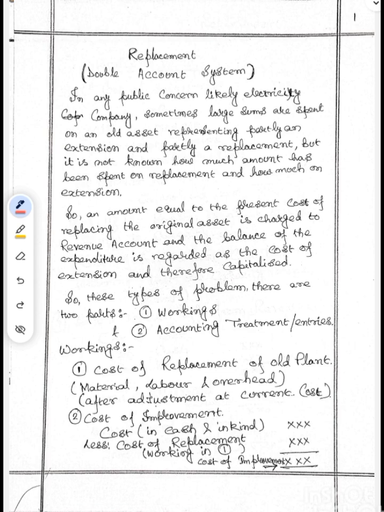It is a chapter on accountancy and it is under the double account system. In any public concern like an electricity company, sometimes large sums are spent on an old asset, representing partly extension and partly replacement. But it is not known how much amount has been spent on replacement and how much on extension.